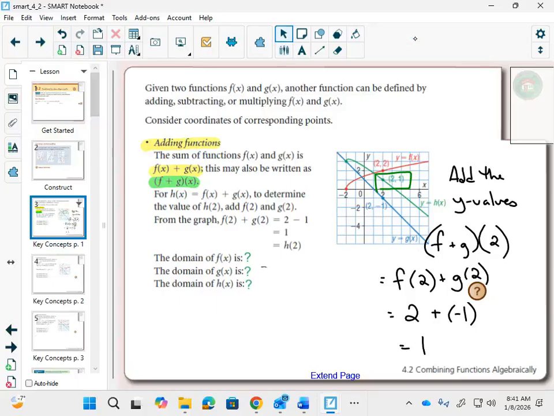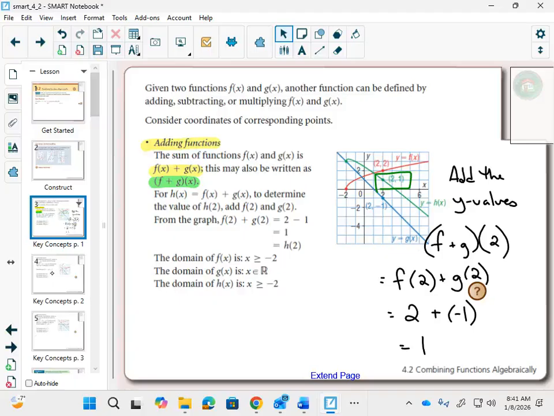The other thing that we notice is that if you're adding graphs, both graphs have to exist. So the domain of f of x is greater than minus 2. The domain of g of x is everything, but the green graph is only where both of them exist. So it's also greater than or equal to negative 2.